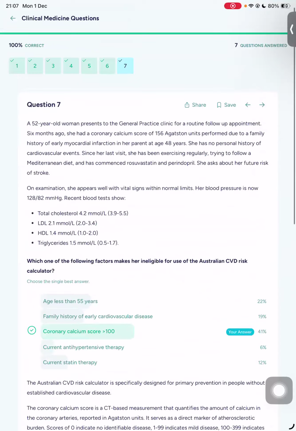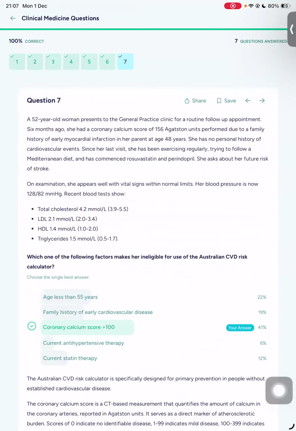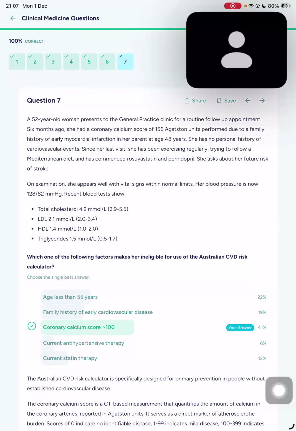Yeah, you answered. These are all the questions from the CVS risk assessment in e-medicine. Yeah, you answered all correctly.